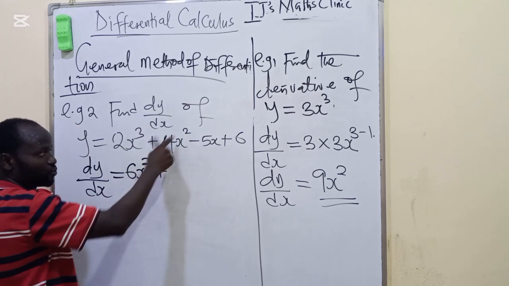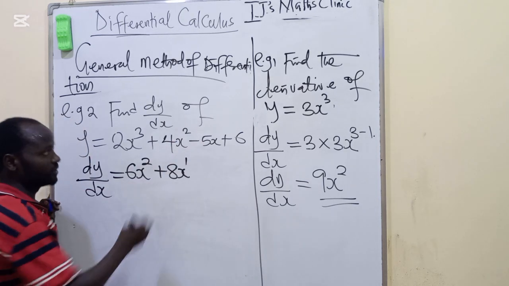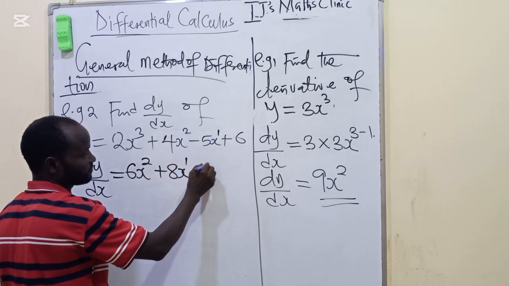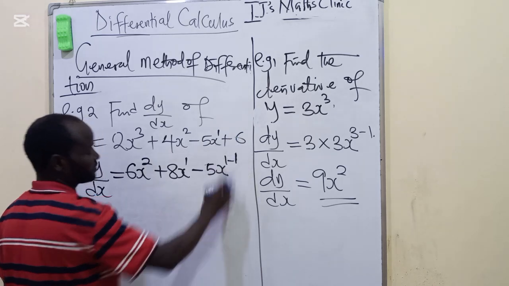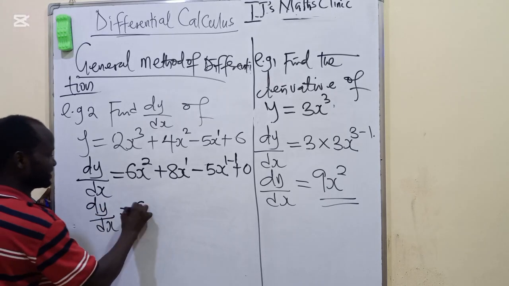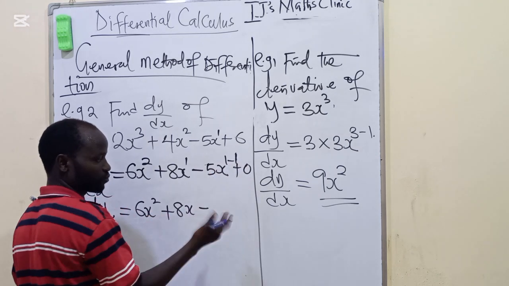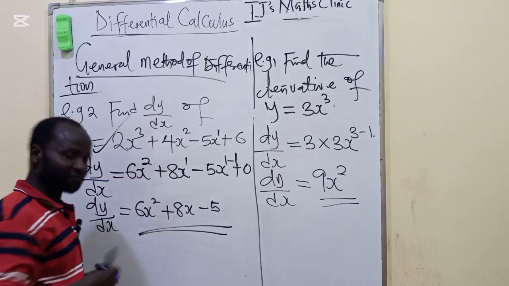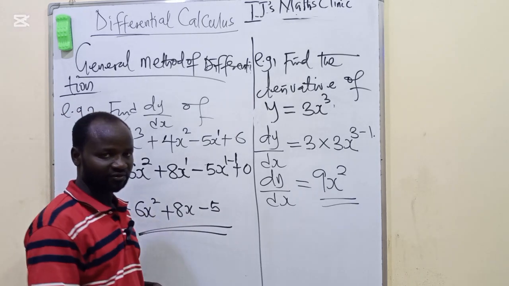Plus, we do the same. This 2 will multiply this 4. That will be 8x. This power 2 will reduce by 1. We have power 1. Minus, this x has a power of 1 now. We reduce, and this 1 will come and multiply 5. We have 5 times x power 1 minus 1. The derivative of this constant 6 is 0. Very important. So dy by dx now will be 6x squared plus 8x minus x power 0, which is 1. 1 times 5 is 5. So this is said to be the derivative of this cubic function. We can solve as many questions as we can using this general method of differentiation.